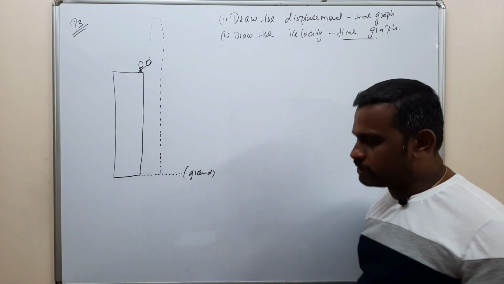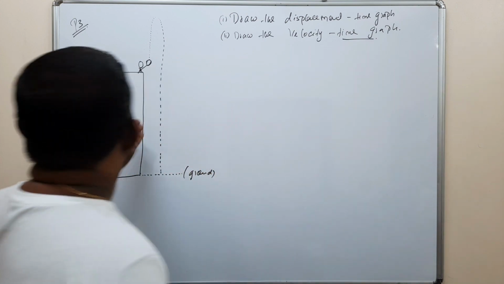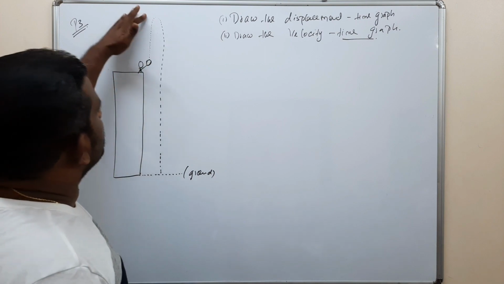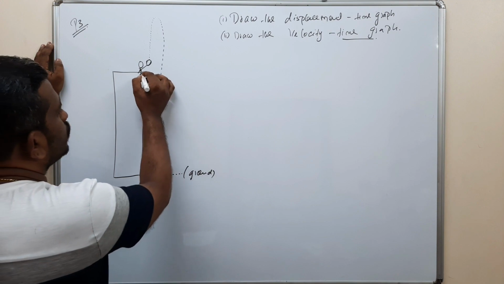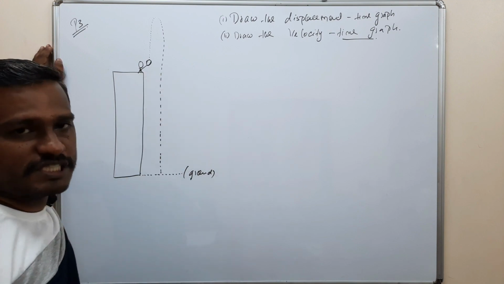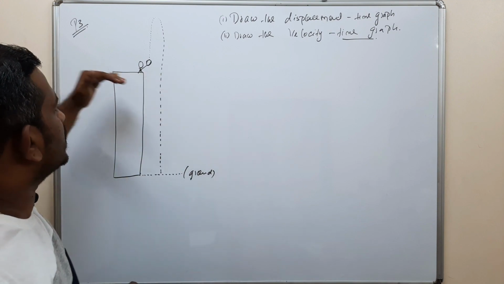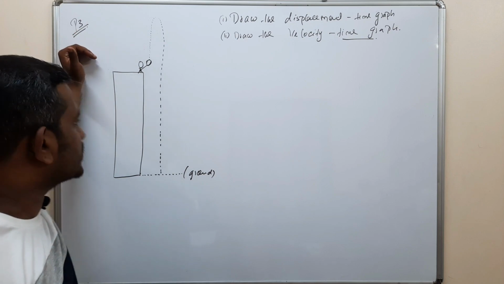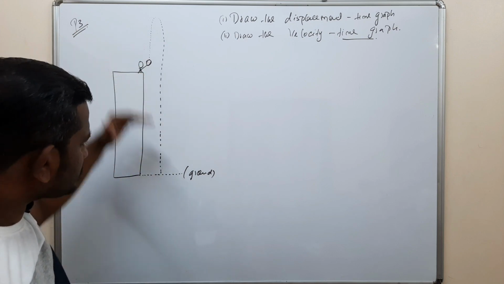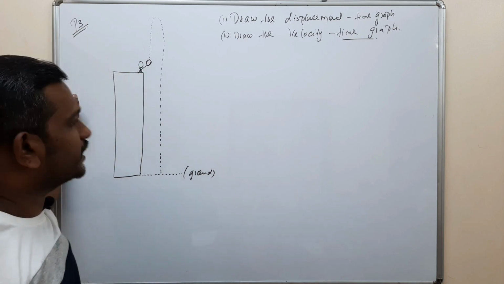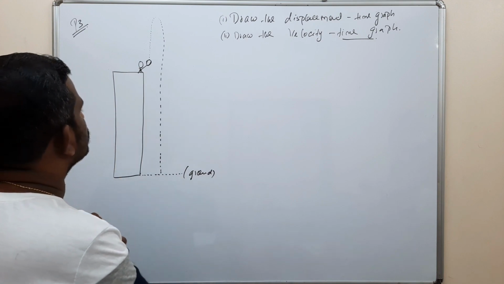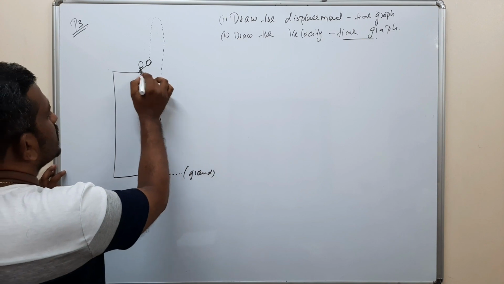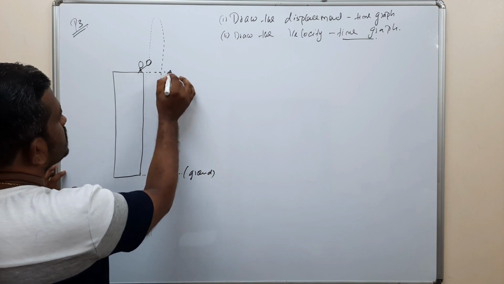Okay, so the ball is projected vertically upwards, so it reaches a particular displacement. Consider the point of projection as the origin, the vertical upward direction as the positive axis and the downward direction as the negative axis. So this is the point of projection as origin.